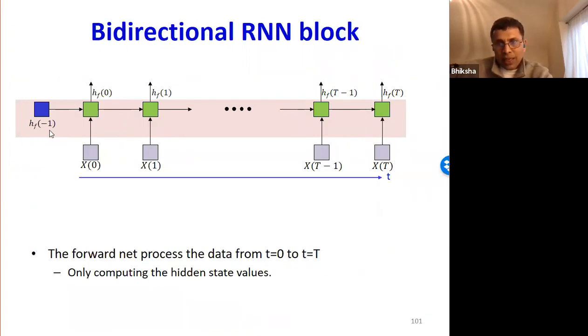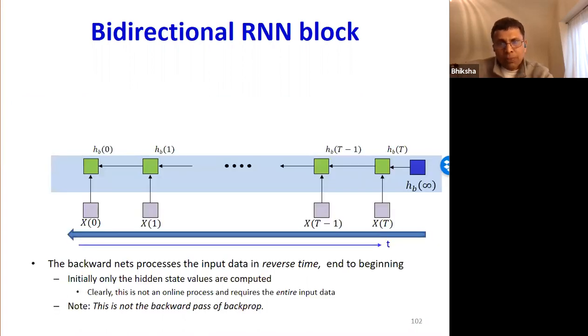It recurrently processes the input left to right from t equals 0 to capital T, and it outputs a series of hidden state values. Now, the forward net, although I'm showing this using just one hidden layer, can again be arbitrarily complex. It can have many hidden layers.